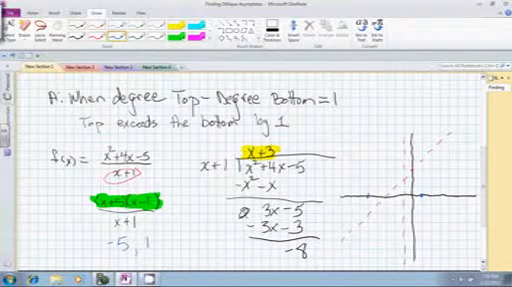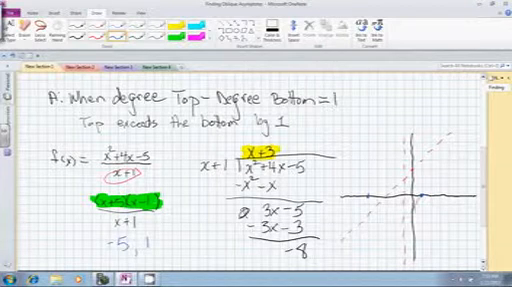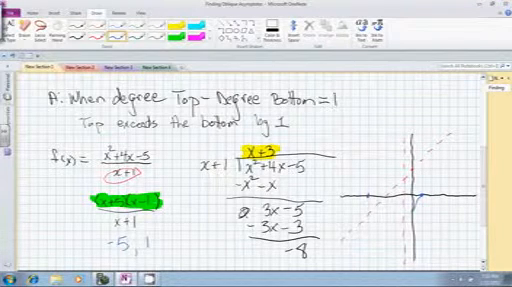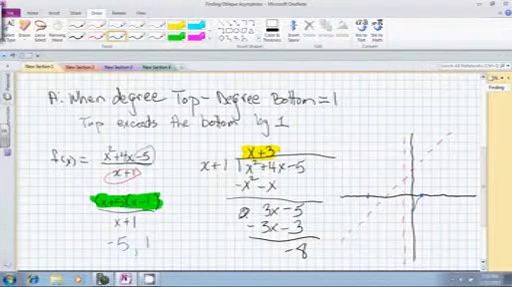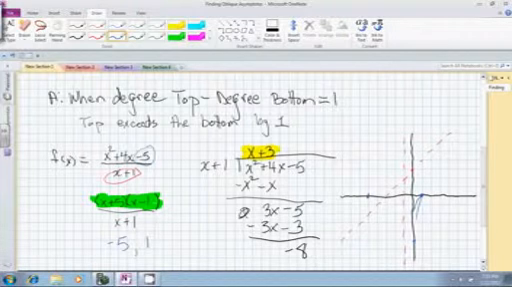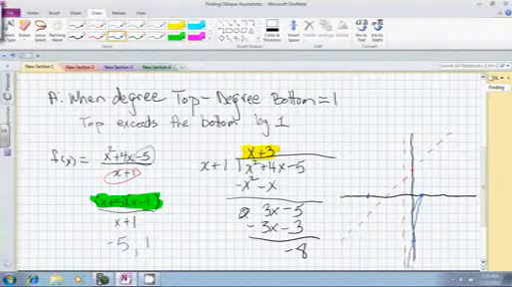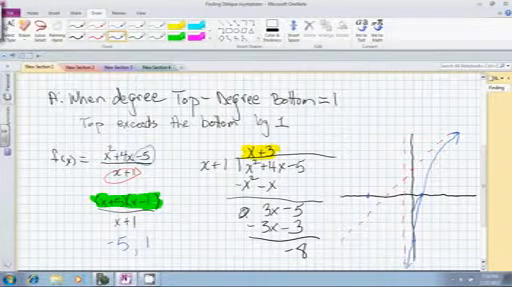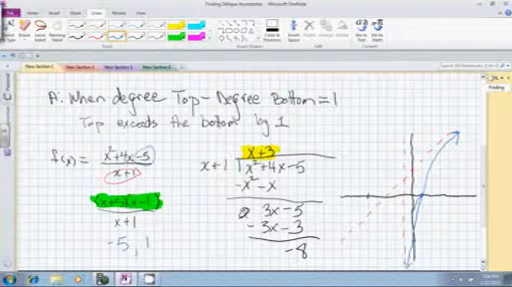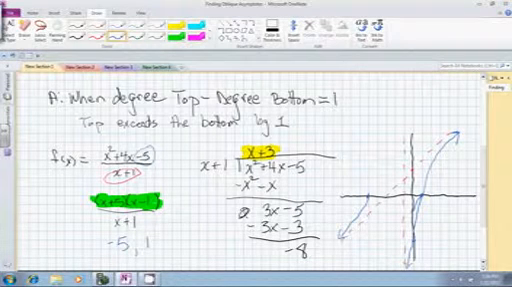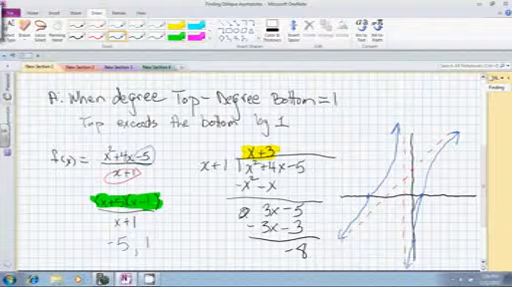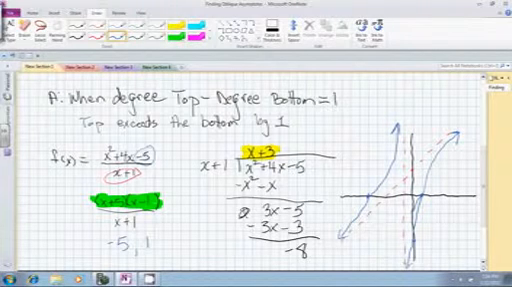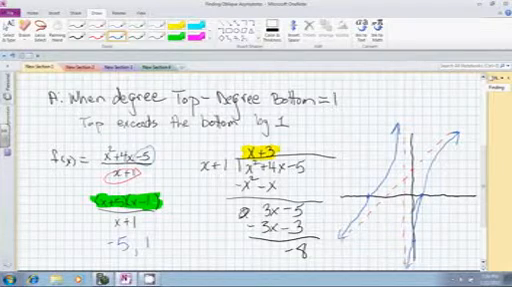So my graph is going to do this. It crosses the y-axis at negative 5. I probably need to put that in there. 1, 2, 3, 4, 5. So it's going to come down like that, and also back up and approach that diagonal line. This one is going to come down and then again up, and that would be the graph of f of x equals x squared plus 4x minus 5 all over x plus 1.